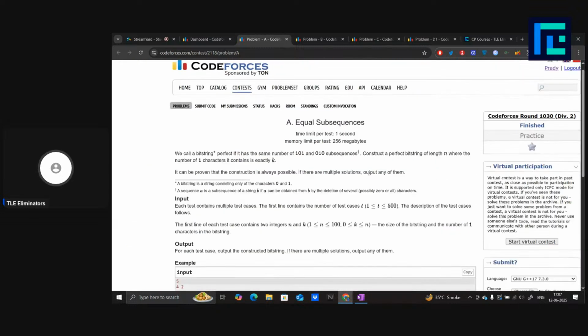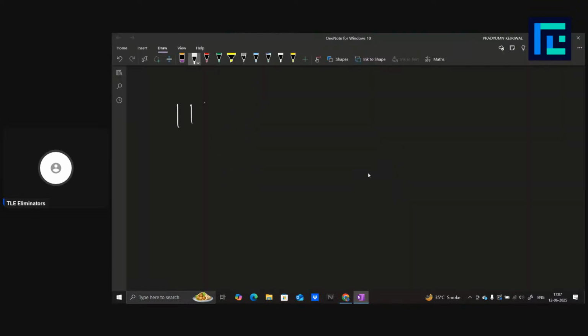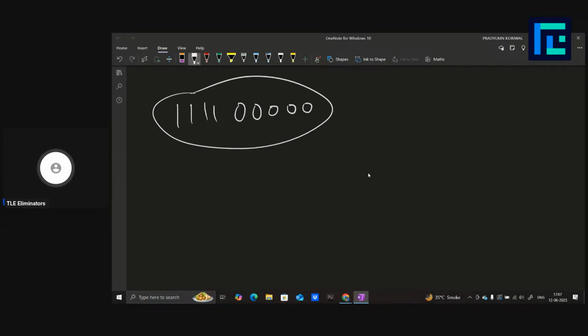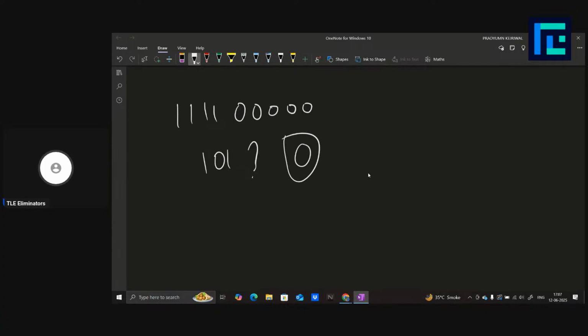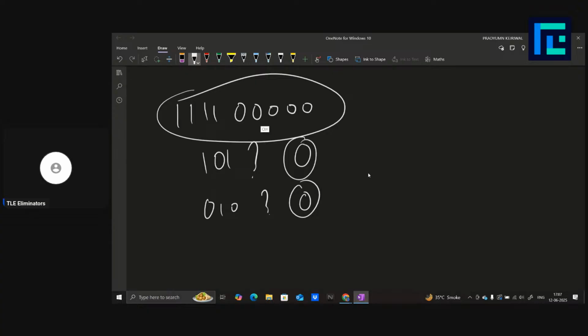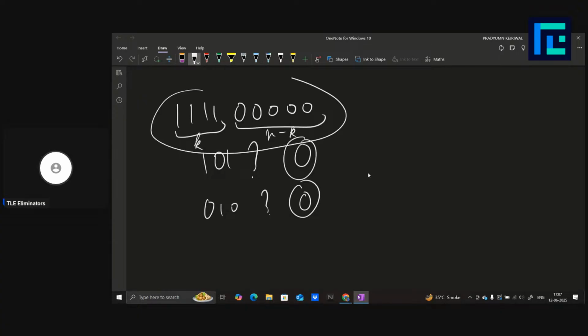So if you just print something like 1 1 1 1 1 0 0 0 0 0, in this string, let's say, how many 101 are there? Zero, right? And how many 010 are there? Zero. So if you print this, then it will always work. If you print k ones and n minus k zeros, it will work, right? It is pretty simple.